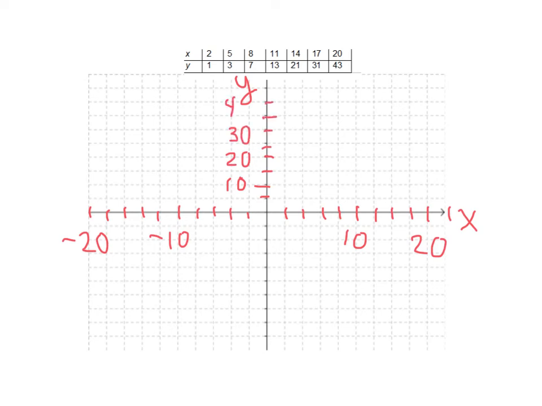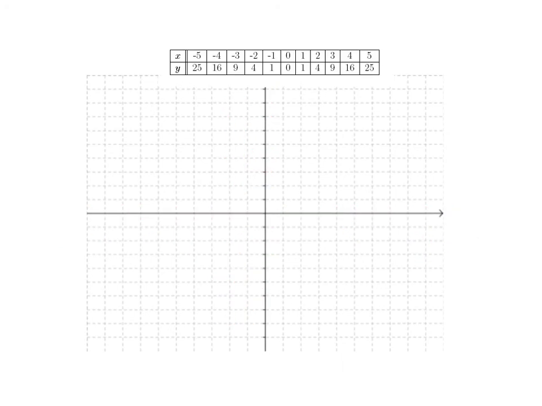30, 40. Okay, we're going to make it. 45 is right there. All right, so our scaling should look like that. And then you could plot the points. Let's go to the next one. All right, let's label our axis, x and y. Pause your video, scale the x and y axis, then restart to check your answer.